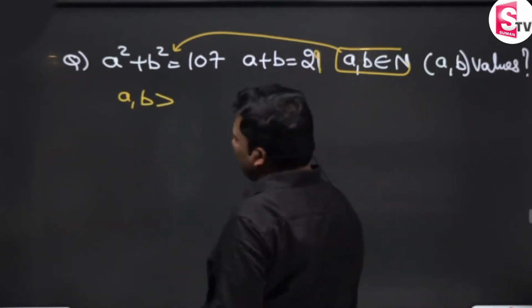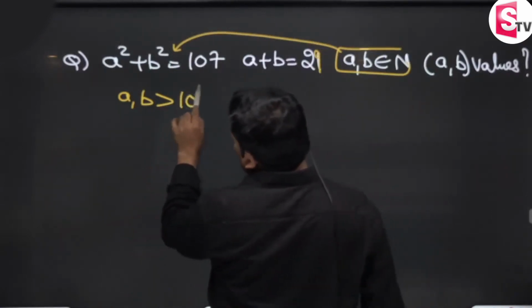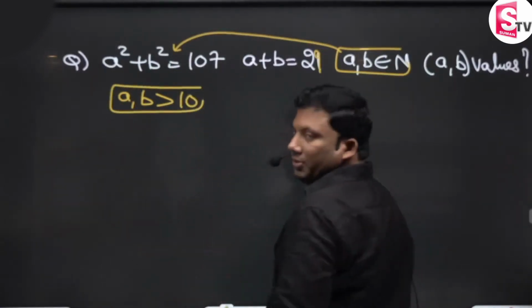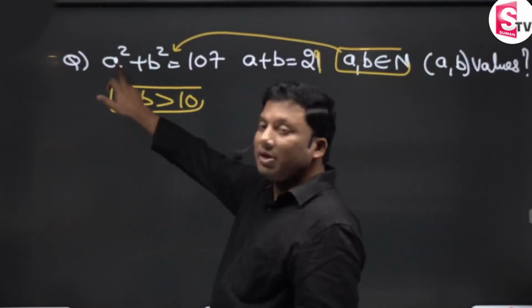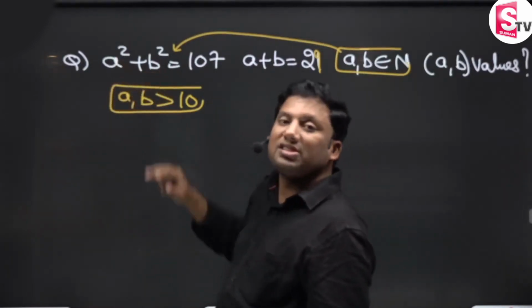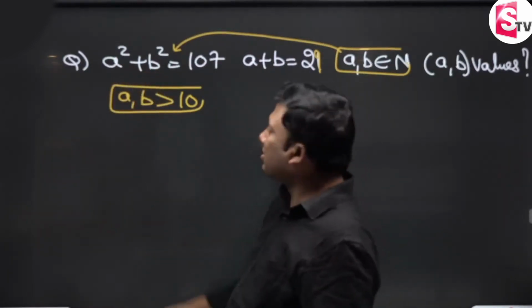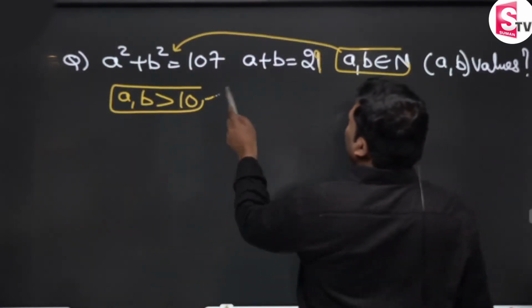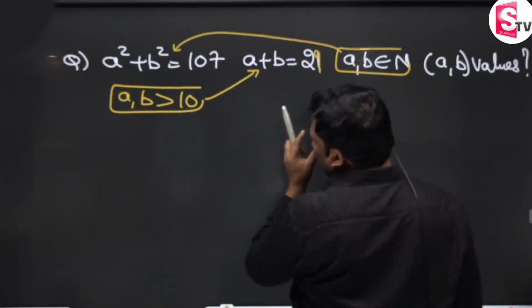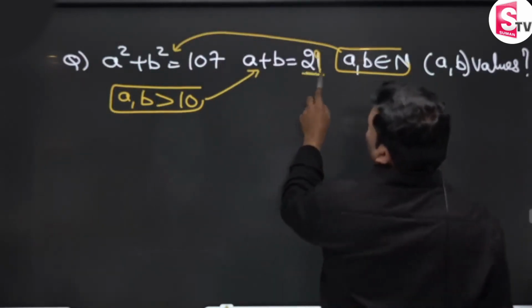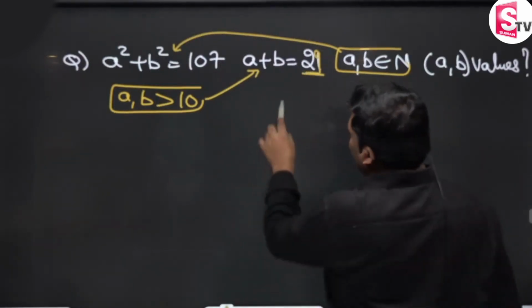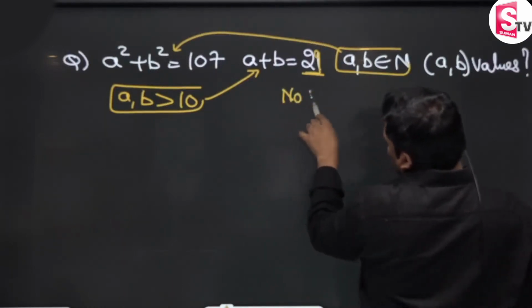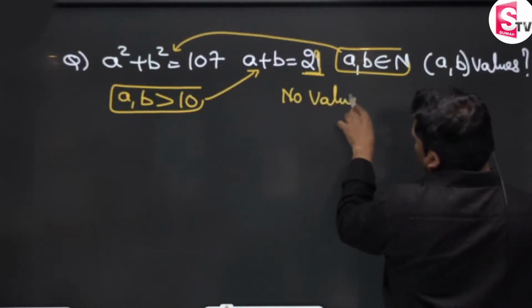That also we will do. A and B cannot take beyond 10. Because if I take beyond 10, 11 square plus something, 121 plus something, it is greater than 121. So beyond 10, 10 plus 10, 11 plus 11, 22, it is 29. The answer is no value for A comma B exists.